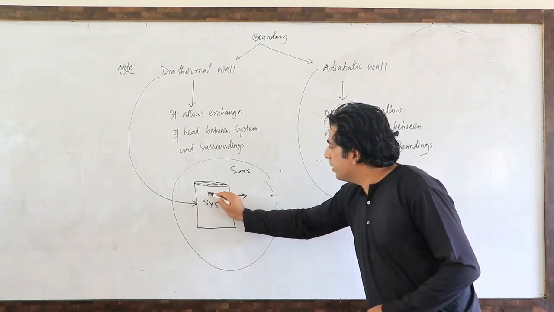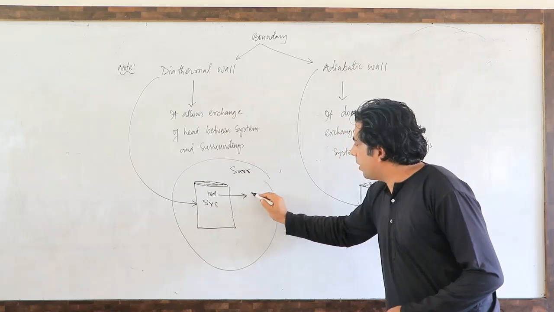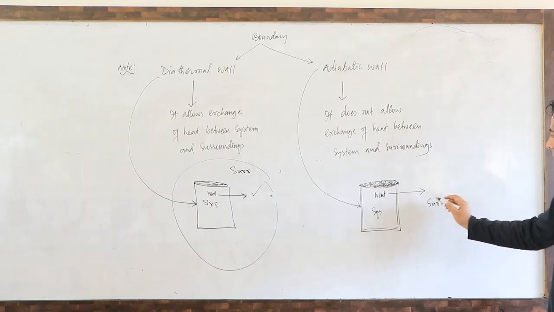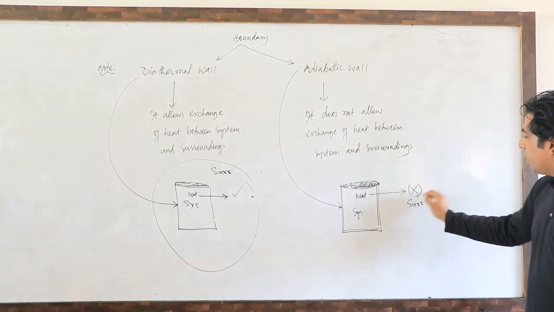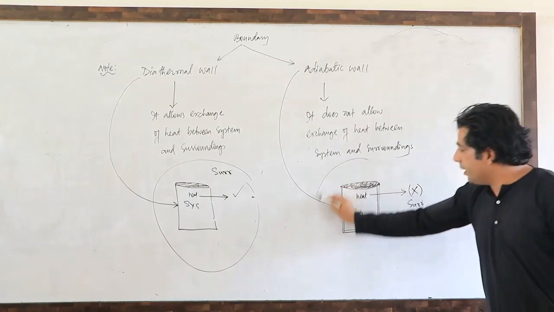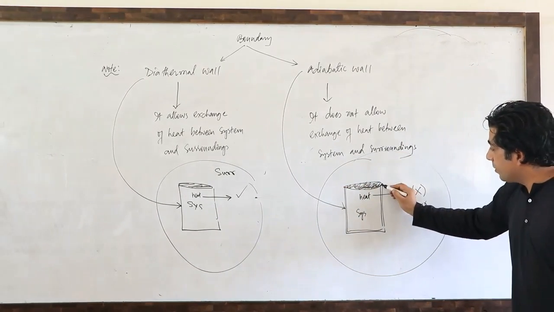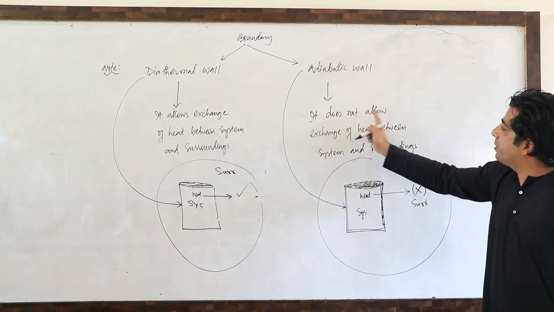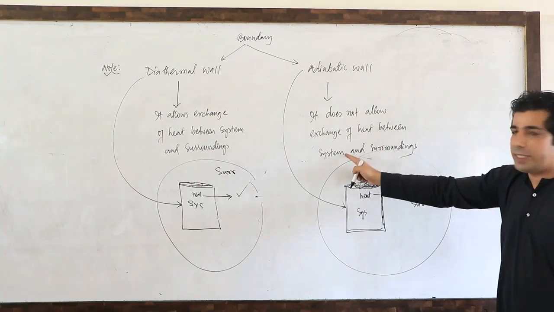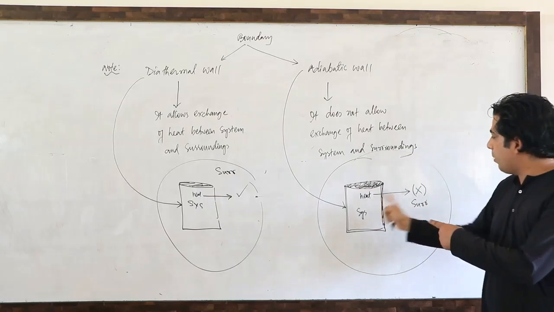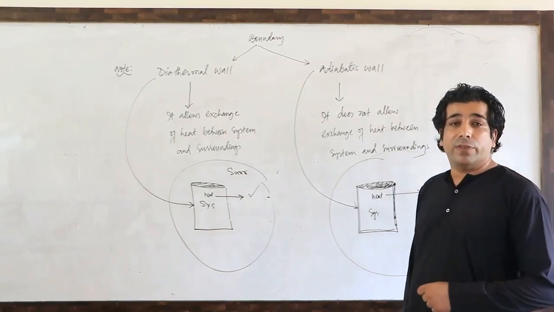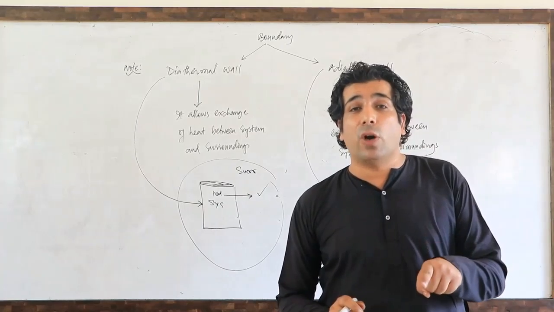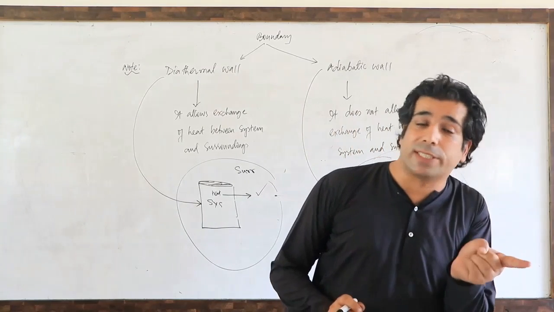Let's write it like this. Heat is inside the system. Heat wants to come out, but will it come out or will it not come out? It will not come out into the surroundings. Reason? Because this wall which is here is an adiabatic wall. It does not allow exchange of heat between system and surroundings. So heat will not come out of the system into surroundings, or heat will not go from surroundings into the system.